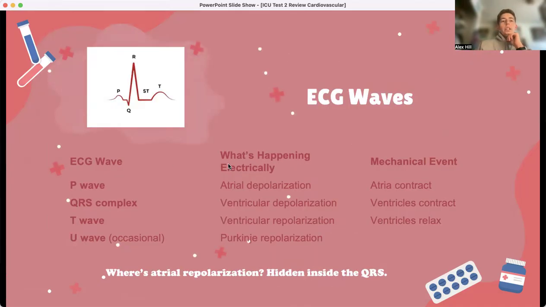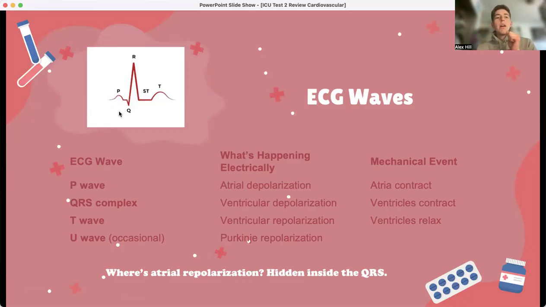Okay, so what does the ECG show you? It's really important not to get confused between the waves of the ECG and the action potential, because the heart has both and they can be confusing. But hopefully by the end of this review, it won't be as confusing.